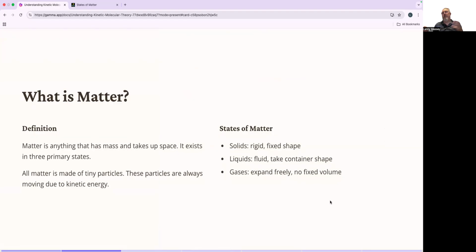Okay, first of all, we have to state what matter is. The definition of matter is anything that has mass and takes up space. It can basically exist in three states: solids, liquids, and gases. We all know that solids are rigid with a fixed shape. Liquids take the shape of the container but have a fixed volume, and gases have no fixed volume and can fill whatever container they're in.